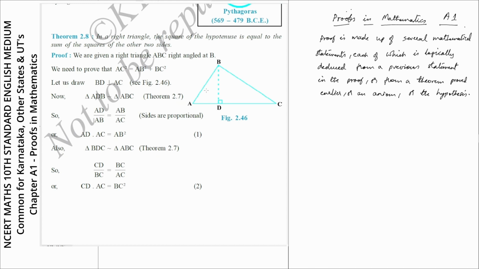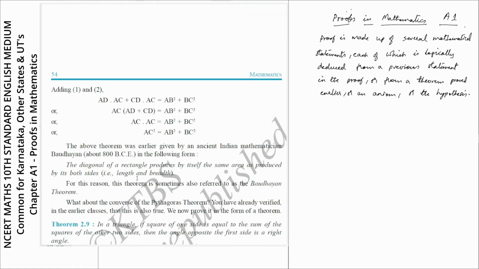Now again we can observe that triangle BDC is similar to triangle ABC. So these two are similar, and that's why the sides will be proportional. CD by BC is equal to BC by AC. When we cross multiply, we get CD into AC is equal to BC square. Now these two triangles being similar to one another is a statement. CD into AC is equal to BC square is another statement. We'll mark this as 1 and we'll mark this as 2. When we add 1 and 2 and simplify, we finally get that AC square is equal to AB square plus BC square.